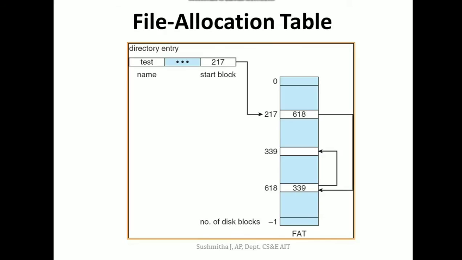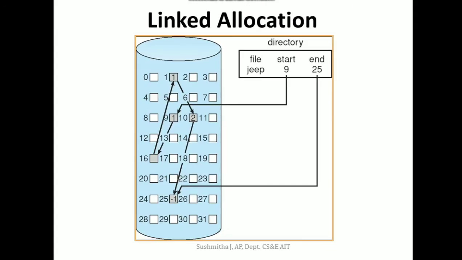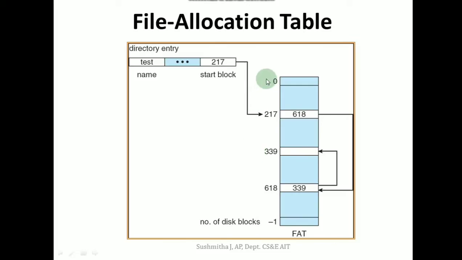Now let us see the file allocation table. A section of disk at the beginning of each volume is set aside to contain this table. The table has one entry for each disk block and is indexed by the block numbers. We just saw an illustration here. The actual implementation would look something like this.